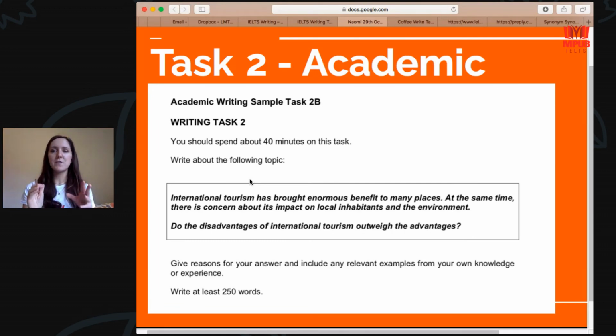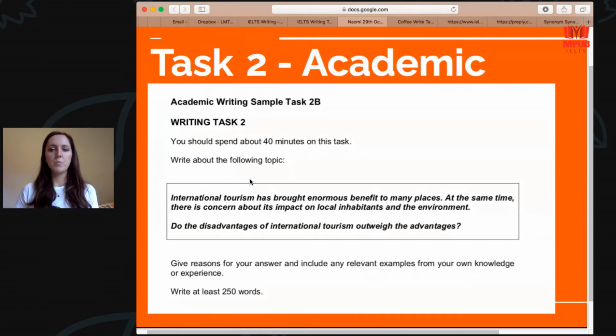Good, so this is a big difference between task 2 and task 1. In task 1, should we bring in relevant examples or personal experiences? No. Even if you know a lot about the topic, in task 1 it's not relevant. You're just asked to summarize. It would be useful because you'll know the vocabulary to use, but don't bring in that extra information. Here, if you have background knowledge and relevant examples, it is a fantastic idea to use that.